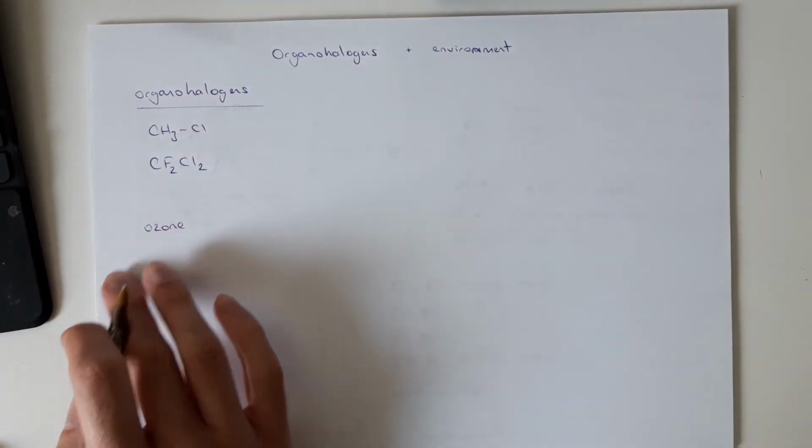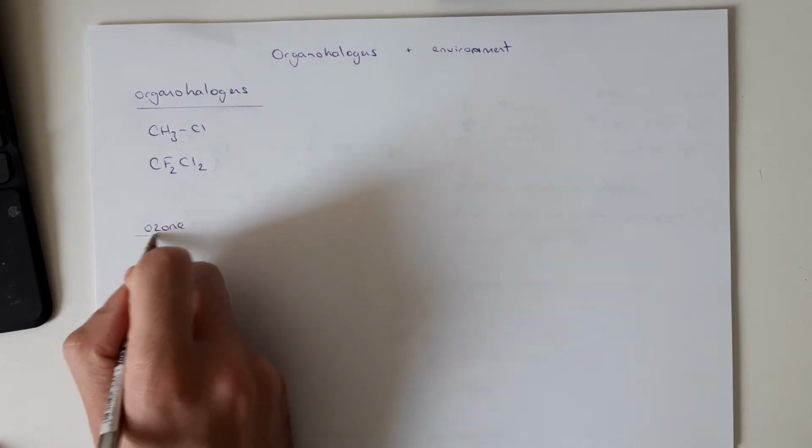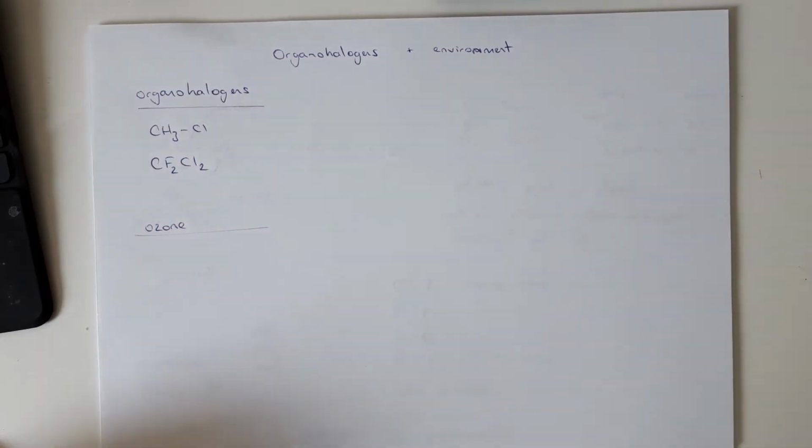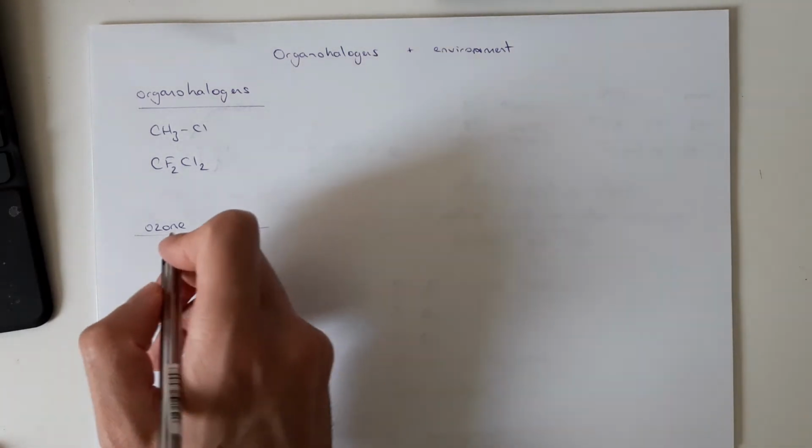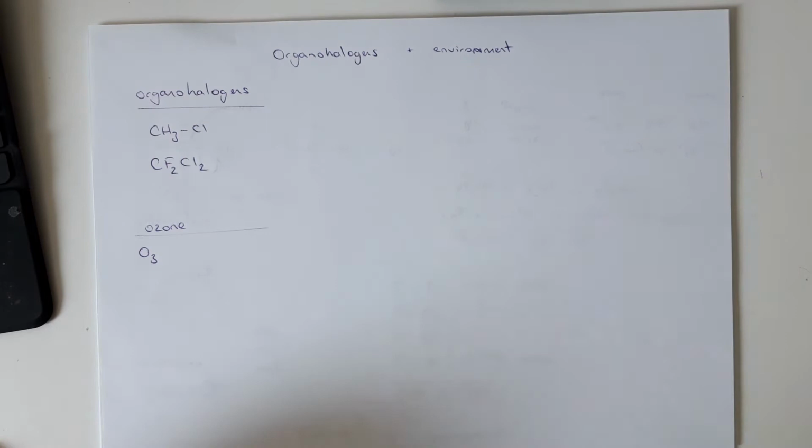And they're important because they damage the ozone layer. Now, the ozone layer is an area in the atmosphere made up of ozone, hence the name. Ozone is O3, so it's a triatomic molecule, all of oxygen.